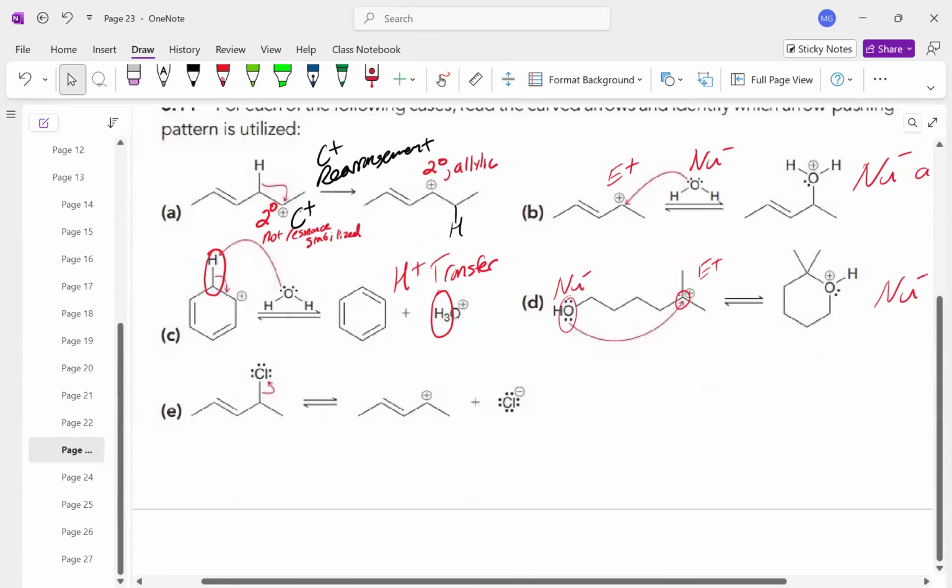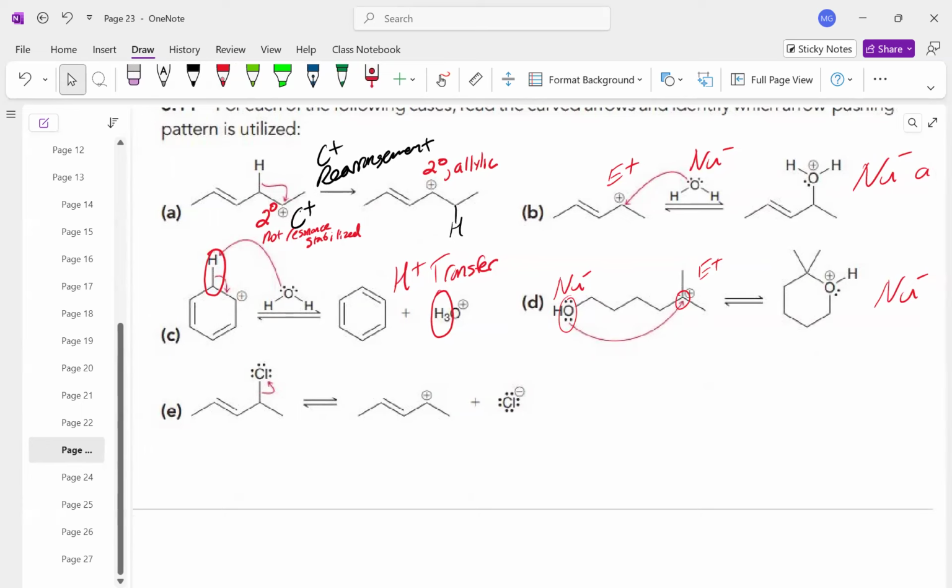And then with E, what's happening here? Well, the only arrow that I see here is this bond that's breaking. That chlorine used to be bonded to carbon, now it's no longer bonded. So this is just a leaving group leaving.